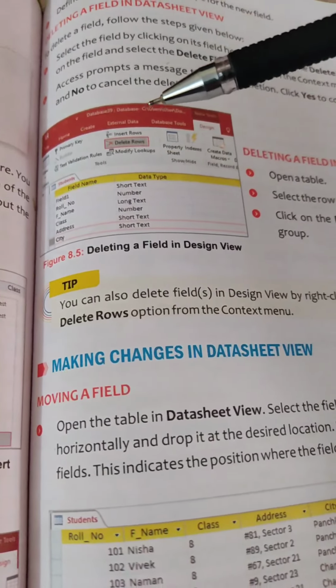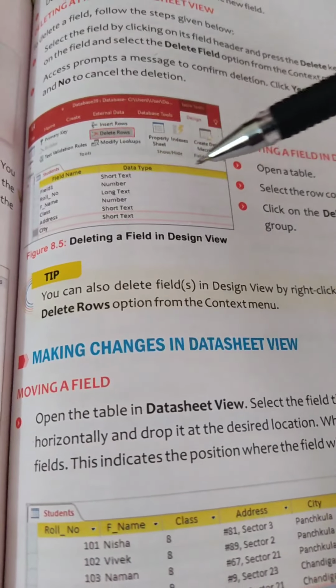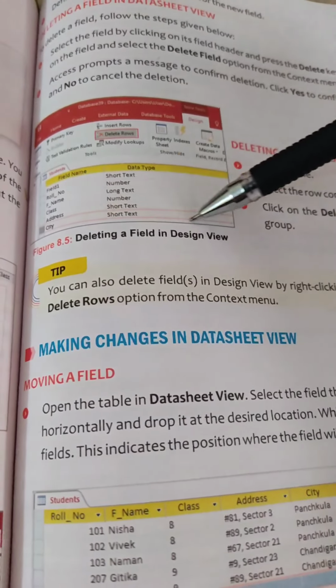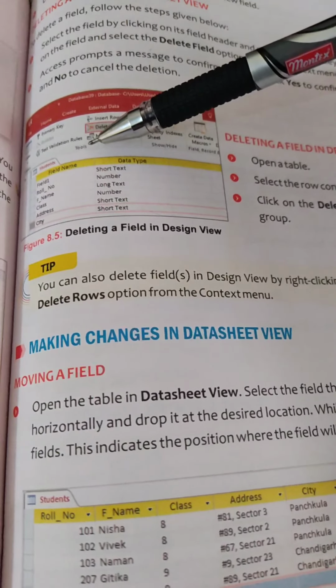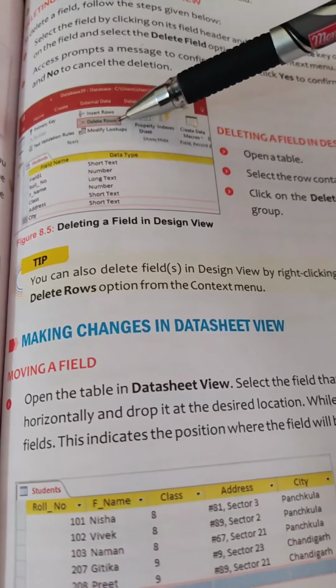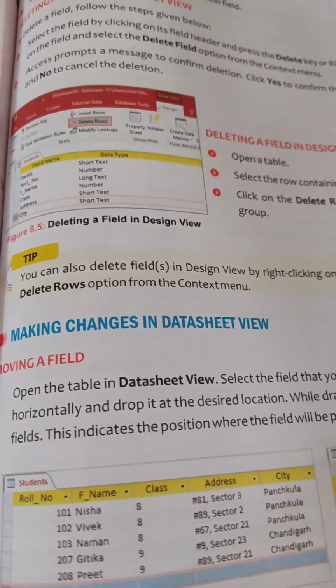So firstly open the table in the design view and then select the row, जिस भी row को आप delete करना चाहते हो. Here city row is selected, and then again from the design tab under the tools group you have to select delete row. That particular row will be deleted.